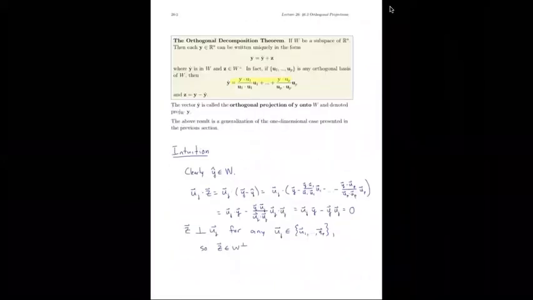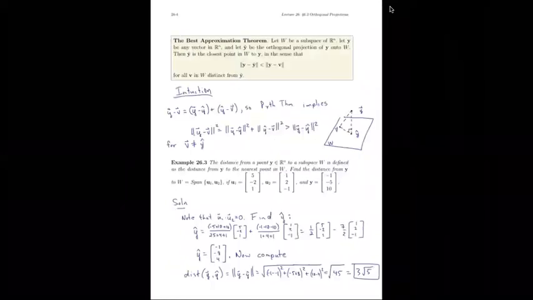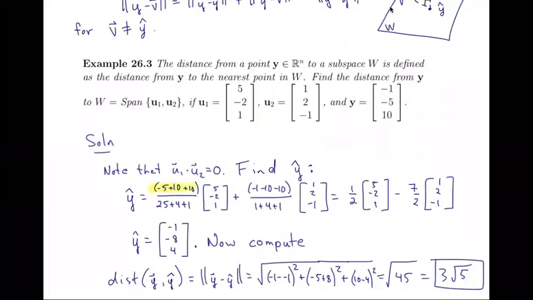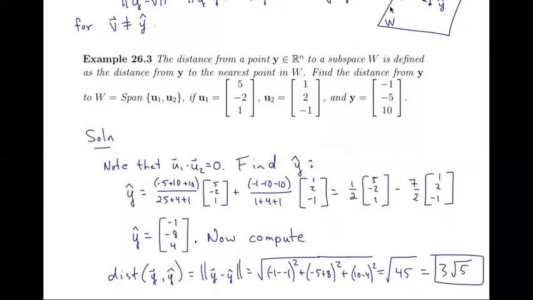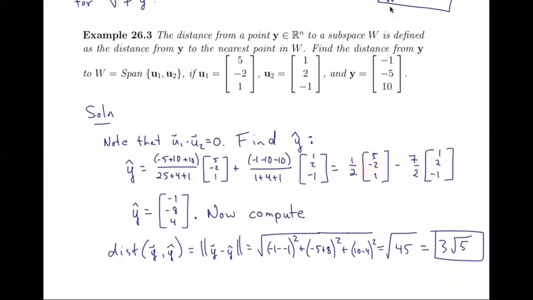So we'll just run this formula once again for two vectors. This is Y dotted with U1 over U1 dotted with U1 times U1. Same thing for the vector U2: Y inner product U2 over U2 inner product with itself times U2. When we simplify this, we have the sum of these two vectors, and writing Y hat as one single vector, we get -1, -8, 4. So that is the projection of Y onto W.